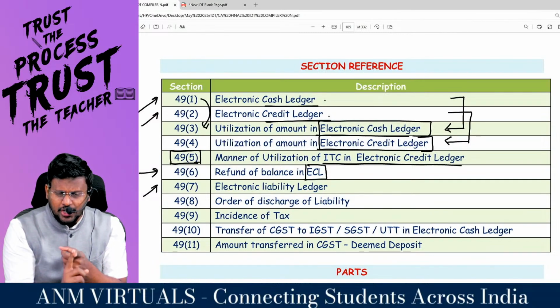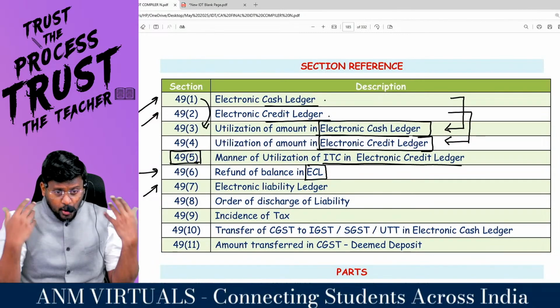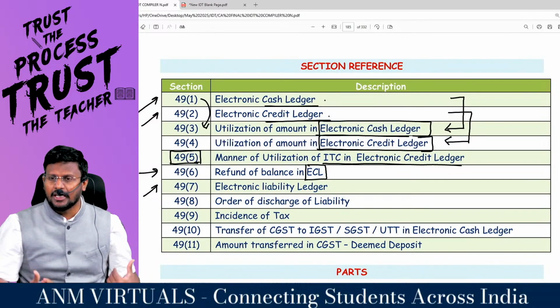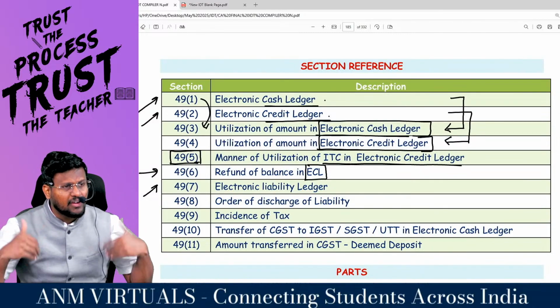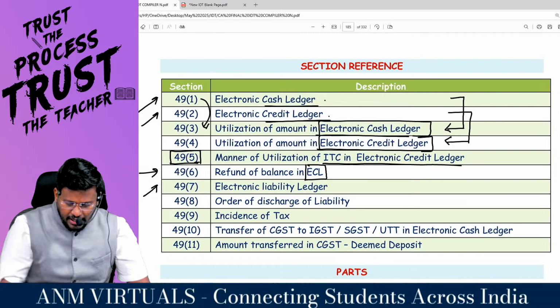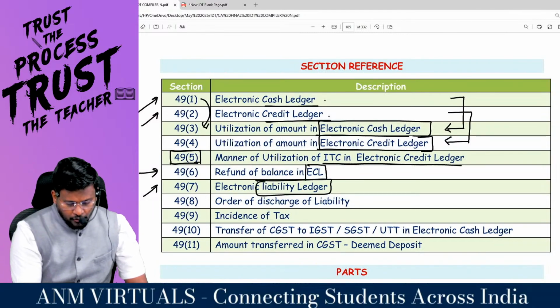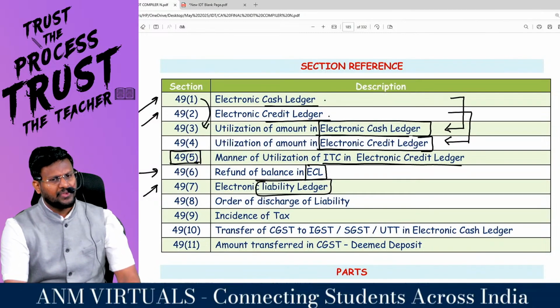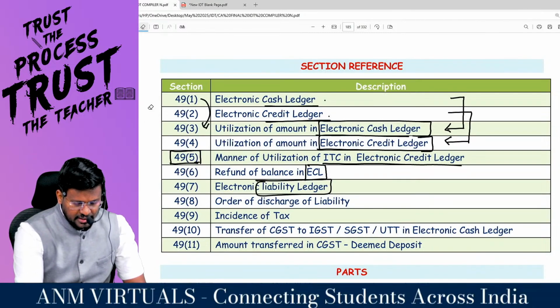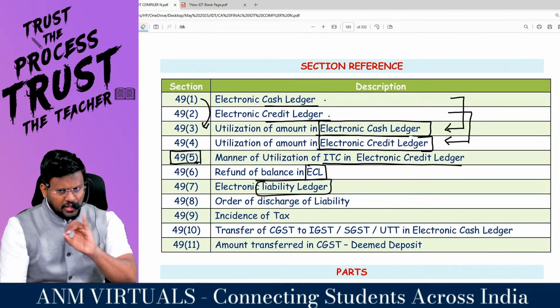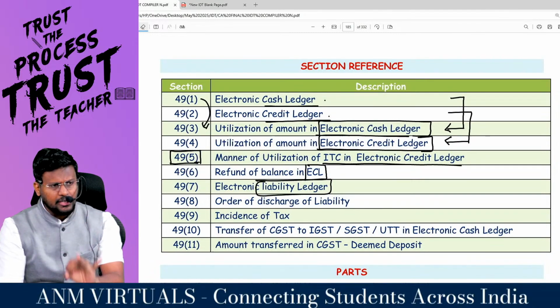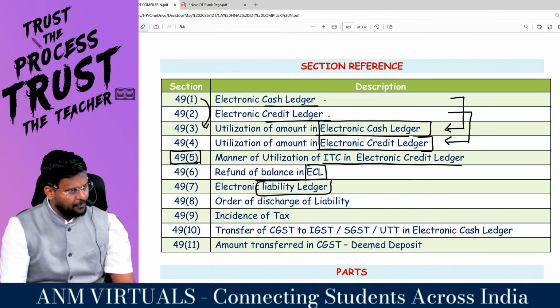So first they talked about our asset, that is the electronic cash ledger and electronic credit ledger. Now they are going to talk about our liability. Our liability is the government's asset. That's the electronic liability ledger, as per 49 subsection 7. That is the third ledger: electronic cash ledger, electronic credit ledger, and electronic liability ledger.